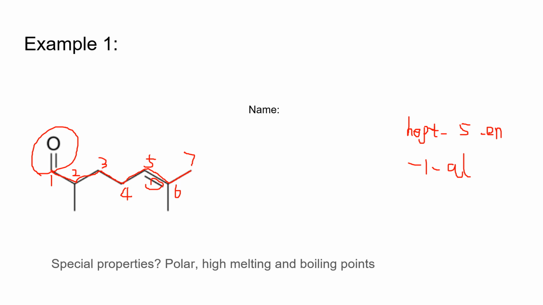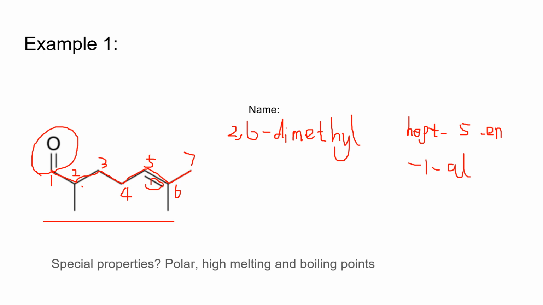And then we name our side groups here. They have a methyl group in number 2 and a methyl group in number 6, so we know it's a dimethyl: 2,6-dimethyl. And this gives us our final answer: 2,6-dimethylhept-5-en-1-al. By looking at this diagram, we notice it's also a polar molecule, so it also has high melting and boiling points.